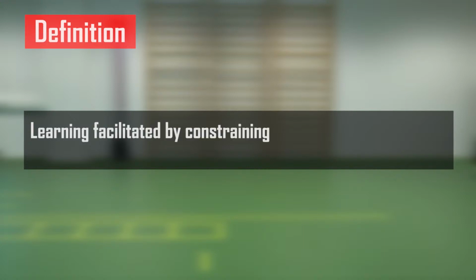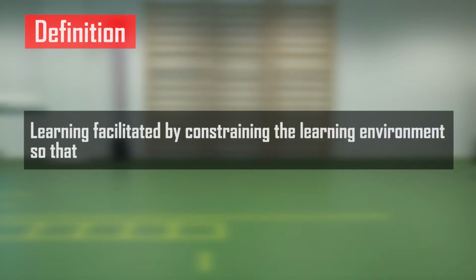In today's video, we're going to talk about errorless learning and how it is used as an implicit technique in motor learning when working with children. The definition of errorless learning is learning facilitated by constraining the learning environment so that very few errors occur.